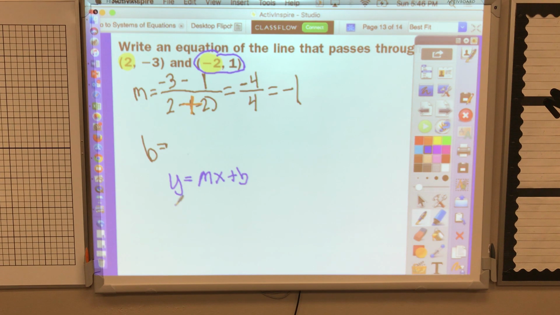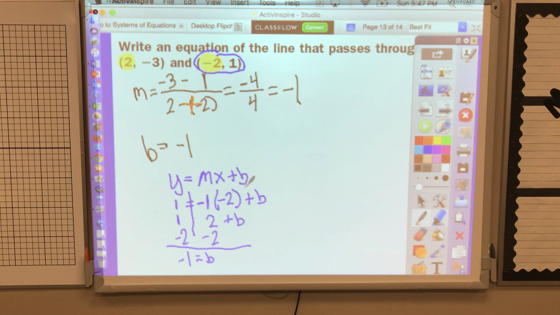The ordered pair I picked, the y is 1, m is -1, x for my ordered pair is -2, plus b is what we're trying to find. So to solve for b, 1 is still just by itself on the left. -1 times -2 is a positive 2, plus b. To get that b by itself, I'm going to subtract 2. Whenever I do something on one side, I do the same on the other, giving me b equals -1. And now I have everything I need to write my equation.